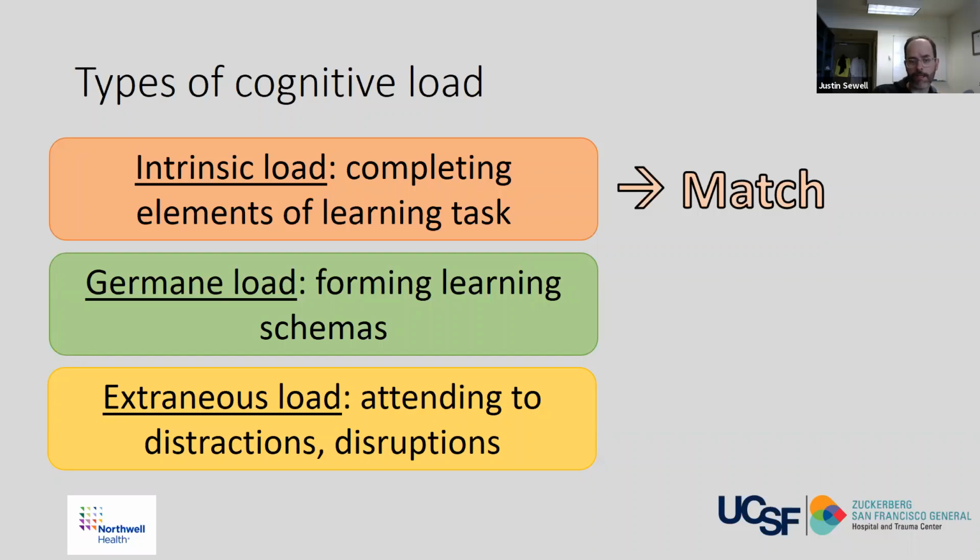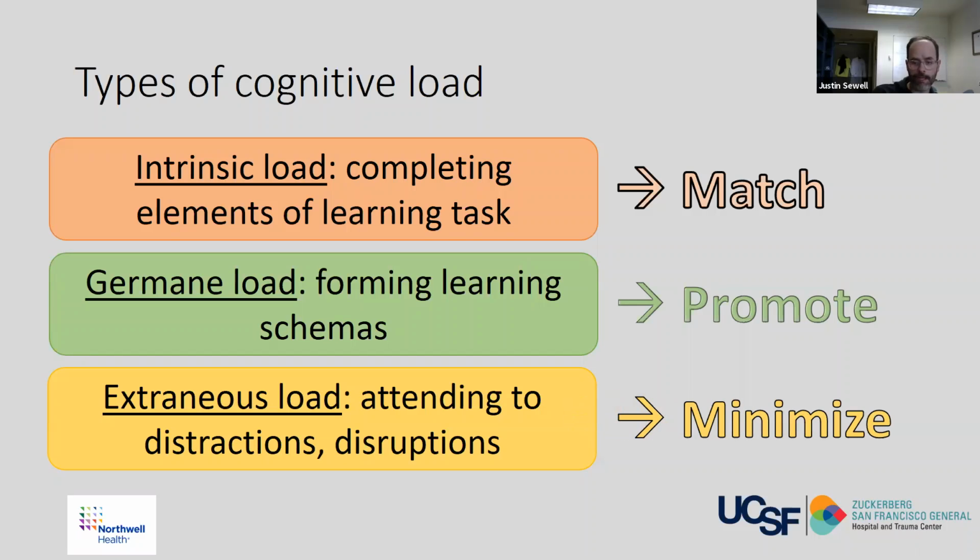The second form of cognitive load is germane load, and this is when learners actually use that working memory to form or refine learning schemas. So doing the packaging of information, not just completing the task, but learning from it. And we want to promote germane load. And finally is the idea of extraneous load. This is when we use our working memory resources unproductively, like when we pay attention to distractions in the busy emergency department or other places. And so we want to minimize extraneous load.